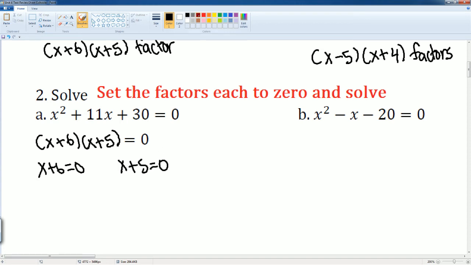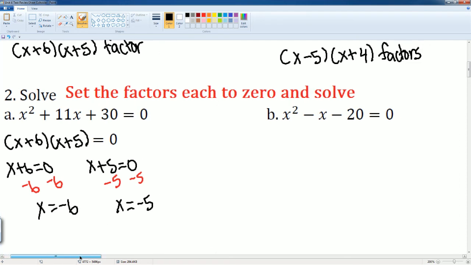Let's take a look at the solution. I subtract 6 to both sides. I get here x is equal to negative 6. I subtract 5 to both sides. I get here x is equal to negative 5. Good.